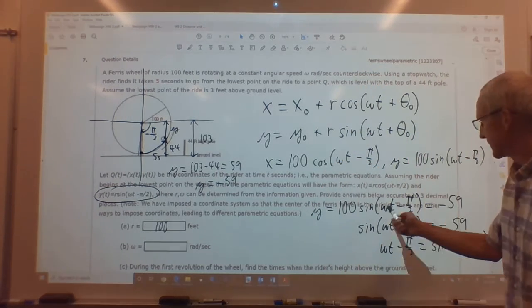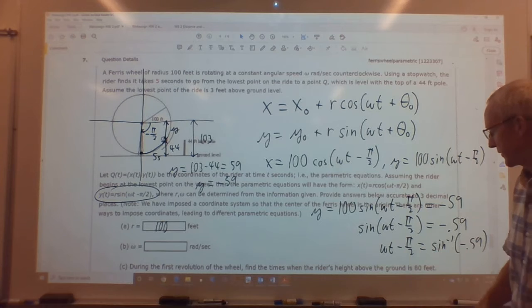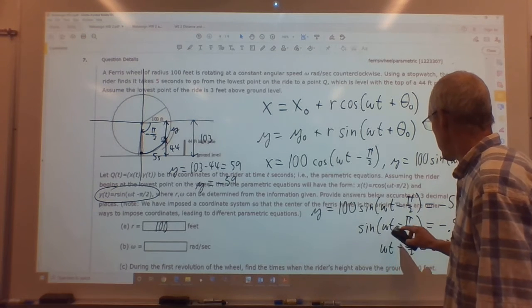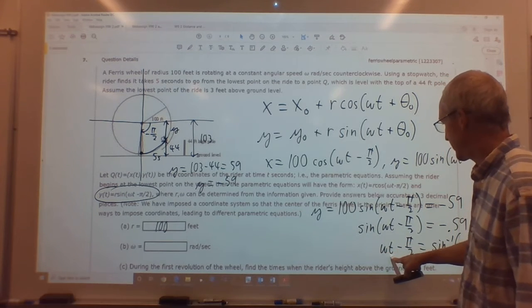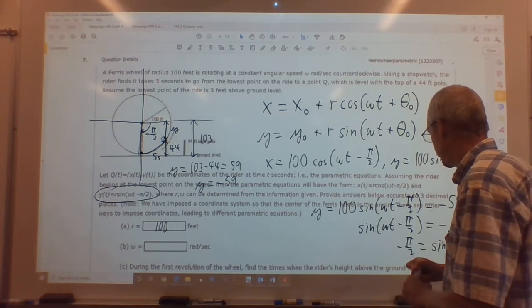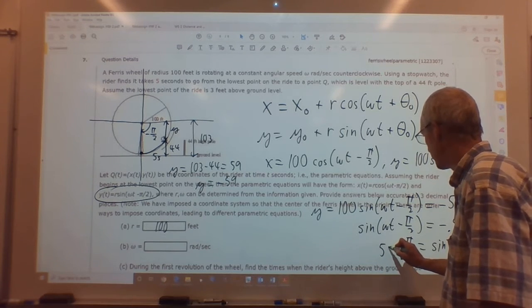Oh, and t is 5. I forgot about that. T is 5 here, so we can replace t with 5. So I'm going to do that and put the t first. So we have 5t, because we know what omega is.